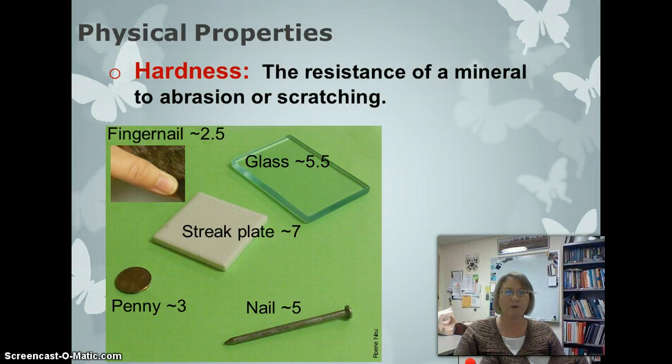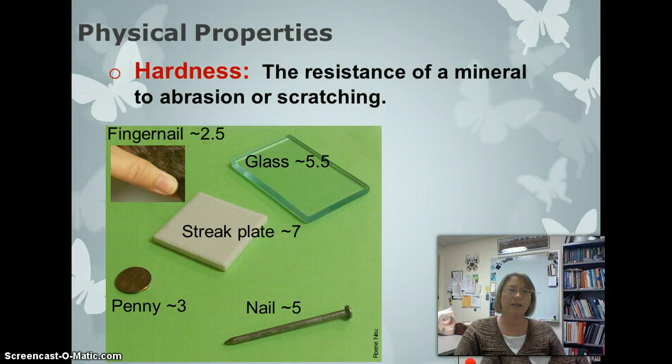If the penny will not scratch, we would move on to the next object, which would be a nail. Well, a nail has a hardness of approximately a 5, a steel nail. We would try to scratch the sample with the steel nail. If this worked, then we would have a range of a 3 to a 5, the penny to the nail. If the nail does not scratch, we would move on to a glass plate. Now remember, glass plate is approximately a 5.5 to a 6.